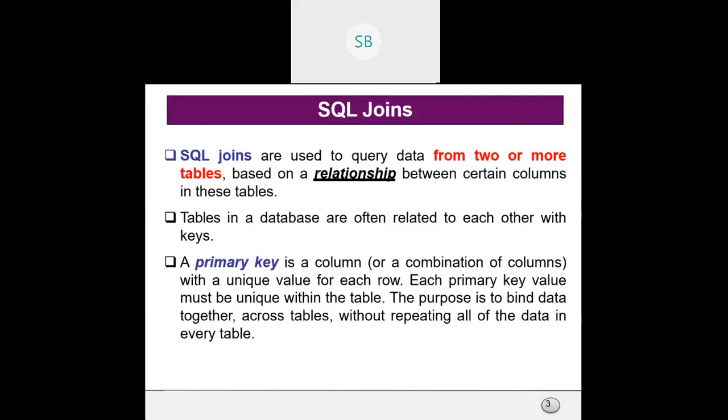Tables in a database are often related to each other with keys. Just now I mentioned primary key and foreign key. Now what is a primary key? We are already aware of it. A primary key is a column with a unique value for each row, like the student roll number or the employee ID. All these are primary keys, which uniquely identify that particular row. Each primary key value must be unique within the table. The purpose is to bind data together across tables without repeating all the data in every table.